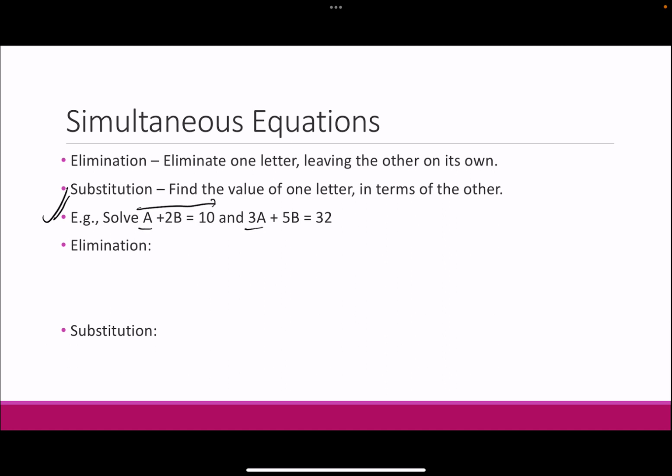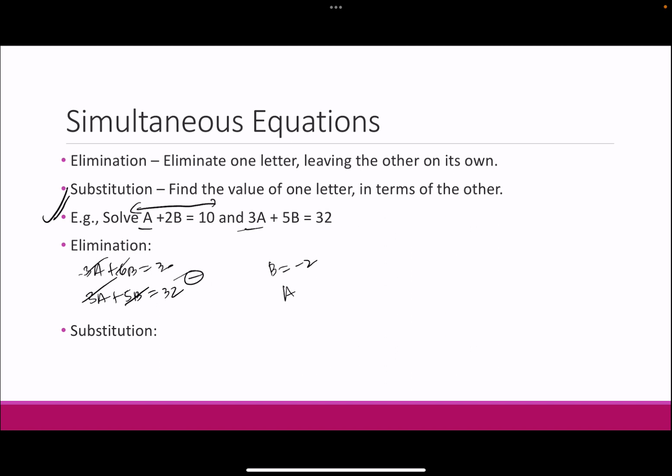So multiply this all through by 3, which should give you 3a plus 6b equals 30. And then the bottom is going to be 3a plus 5b equals 32. Now subtract top and bottom. 3a disappears, 5b disappears, and the 6 disappears. And then 30 minus 32 is going to be minus 2. So b is going to be minus 2.